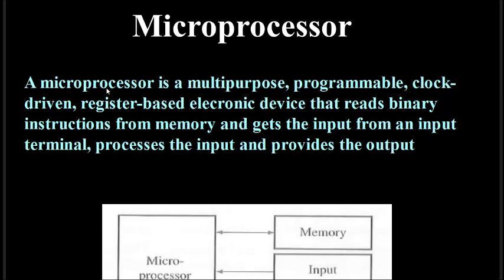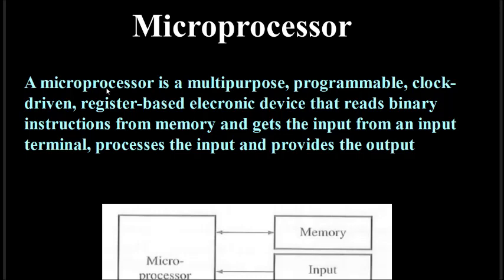And it is programmable. We can write various programs. It can be reprogrammed. It can do many tasks. Then it is clock driven. Every microprocessor has a clock, and we can say clock is the heartbeat of the processor. All the timing and control signals are synchronized with respect to the clock. The higher the speed of the clock, the higher the speed of the processor.